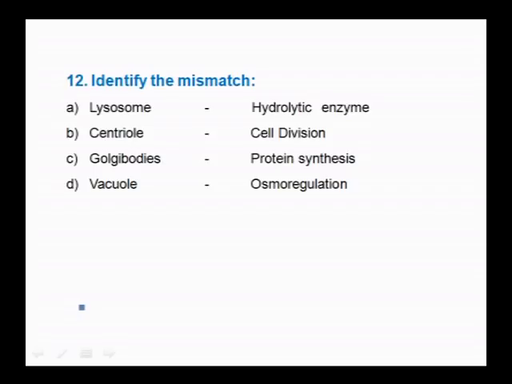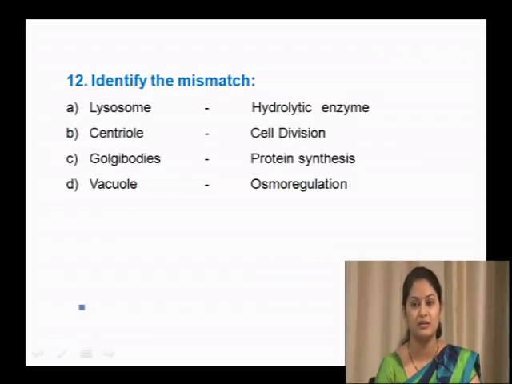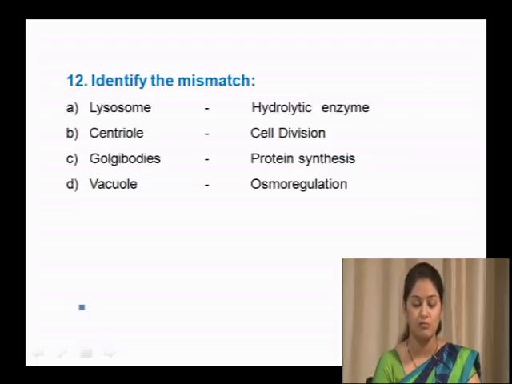Next question, identify the mismatch. The organelles as well as their functions are indicated there. So let us identify the mismatch or wrong combination. The first one, A, lysosome, and it says hydrolytic enzymes. It is very true because lysosomes are filled with digestive enzymes or hydrolytic enzymes which will help in various processes starting from digestion up to a certain function of immunity.